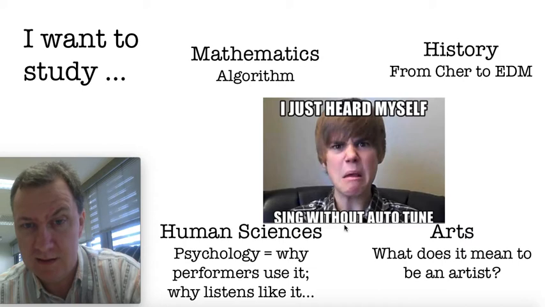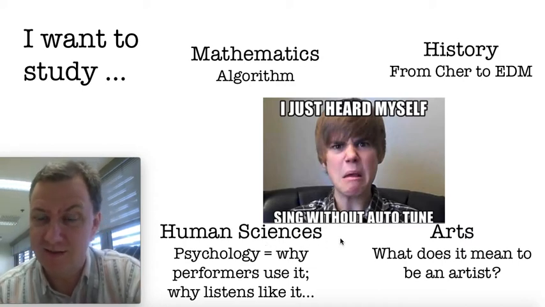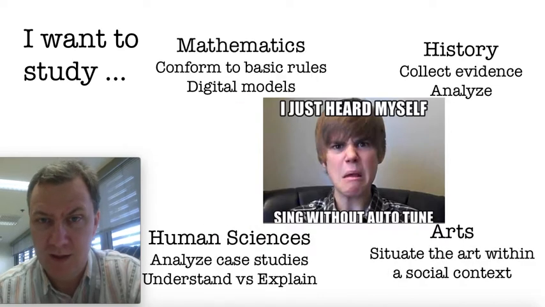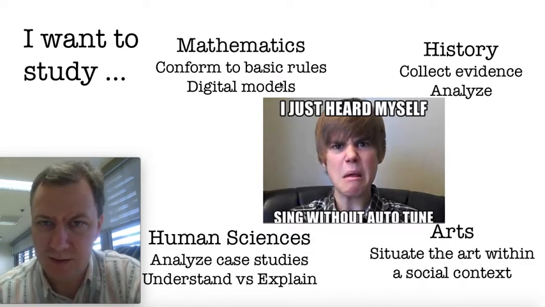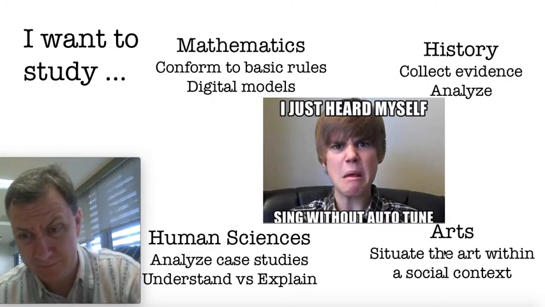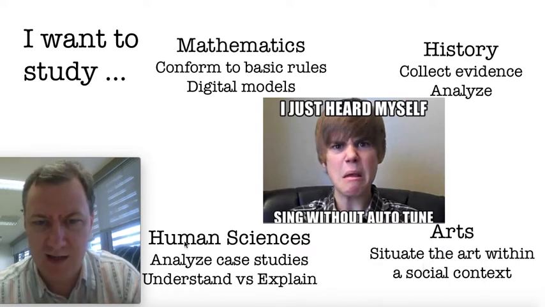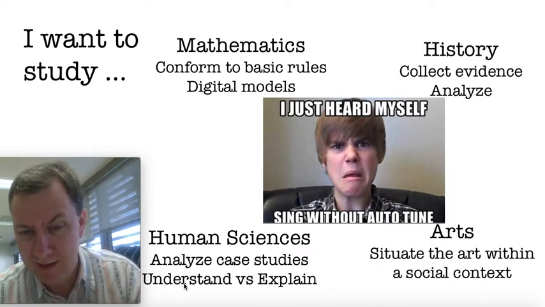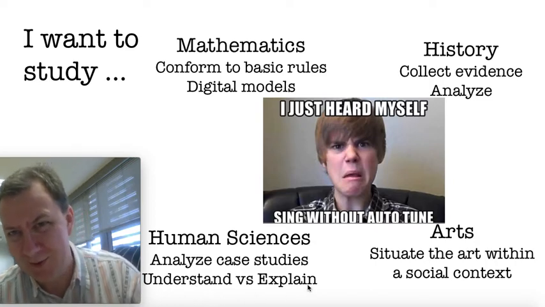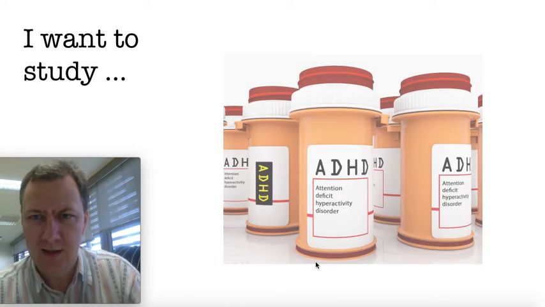Look at psychology. Why do performers use it? Why does the audience like it? Okay, and again, if we're doing mathematics, we look at the idea of models, history, collect evidence, analyze. It's the idea of situating the art within a social context. Human sciences, we can understand auto-tune, maybe we can't explain it. Okay, here's another example.